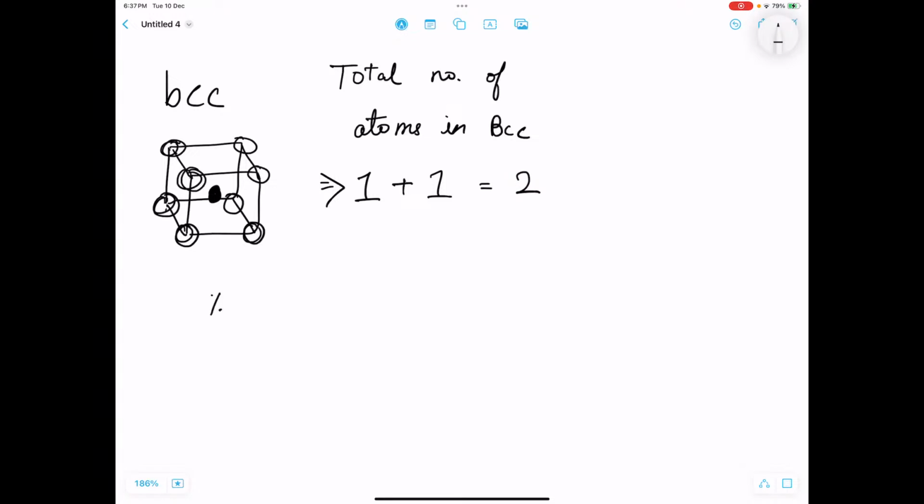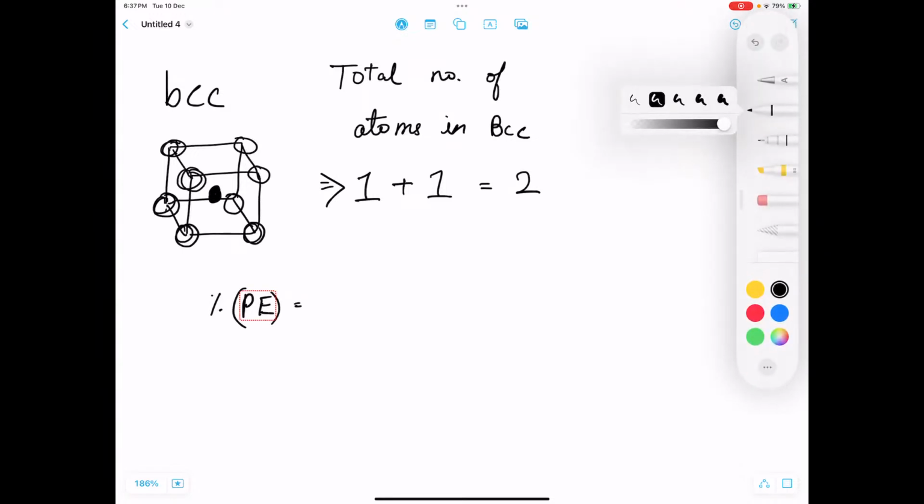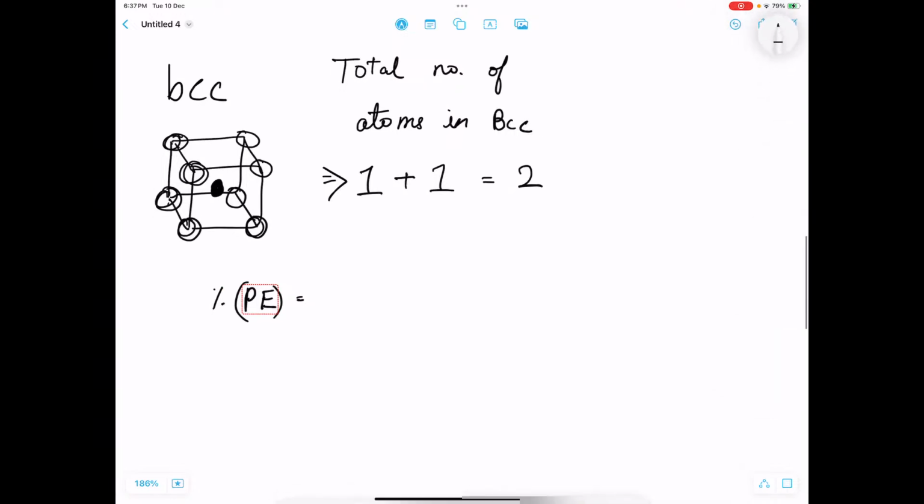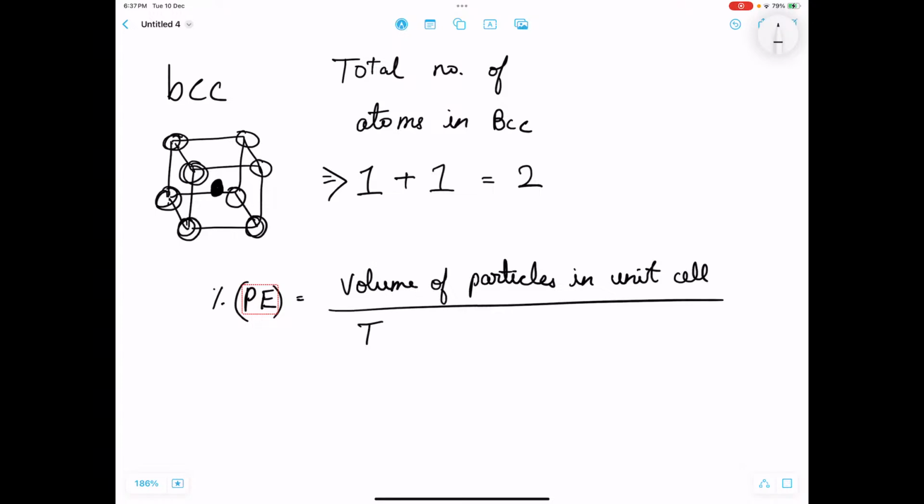Now let's calculate percentage packing efficiency. Volume of particles in unit cell divided by total volume of unit cell into 100.